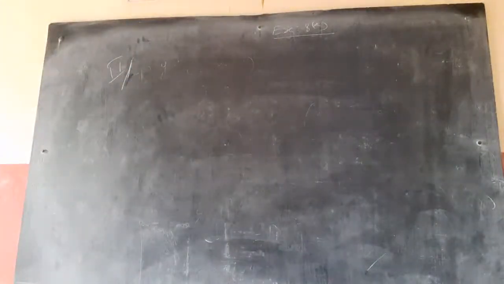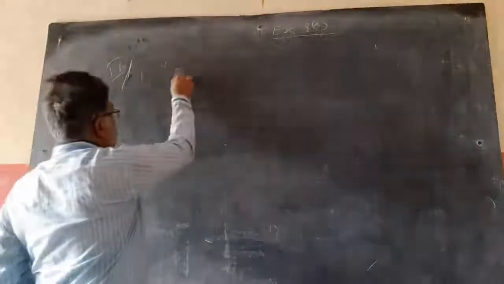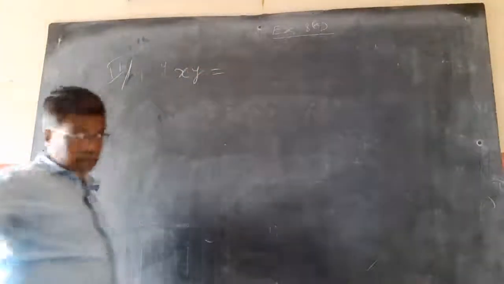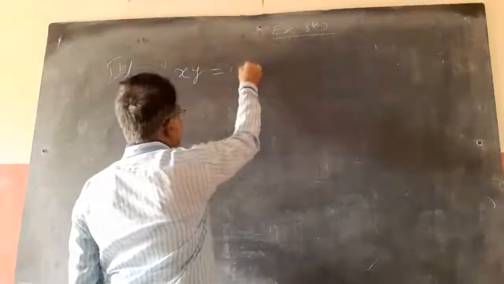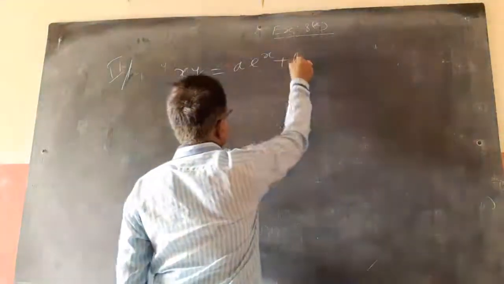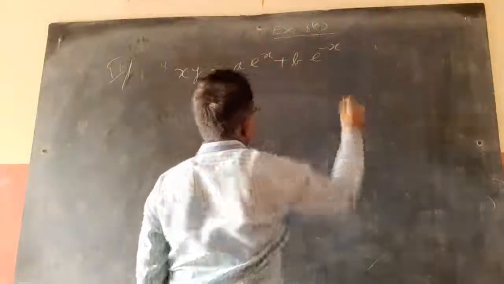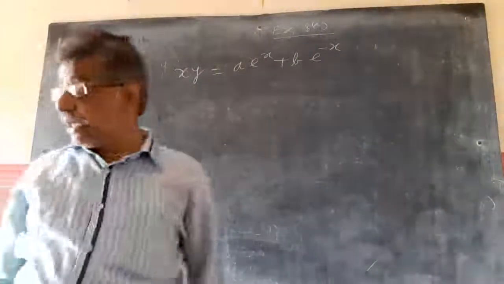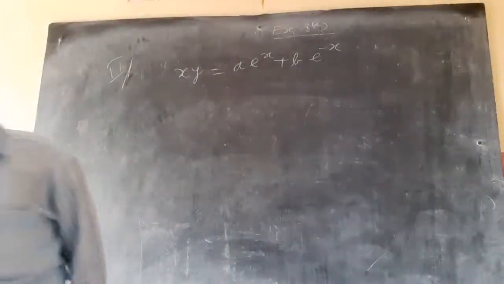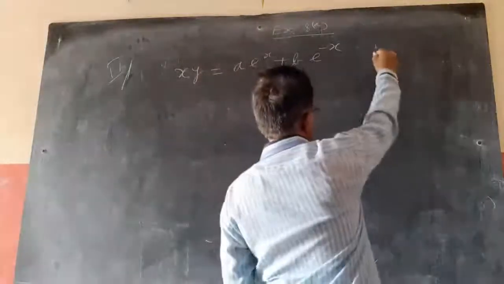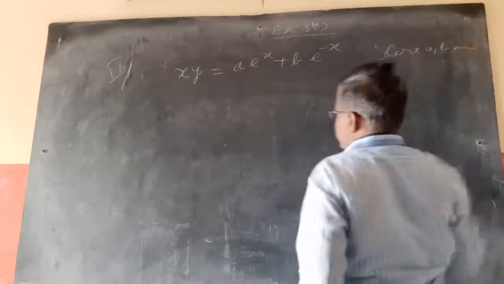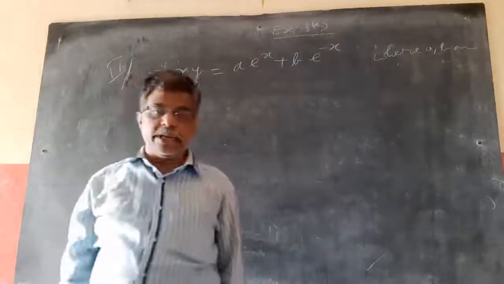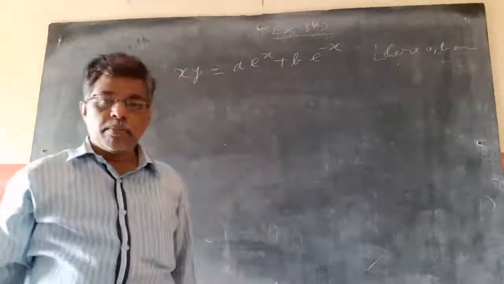y = xy, where... Let me restate: y = a e^x + b e^(-x), where a, b are parameters. Where a, b are parameters means you have to eliminate both a and b.